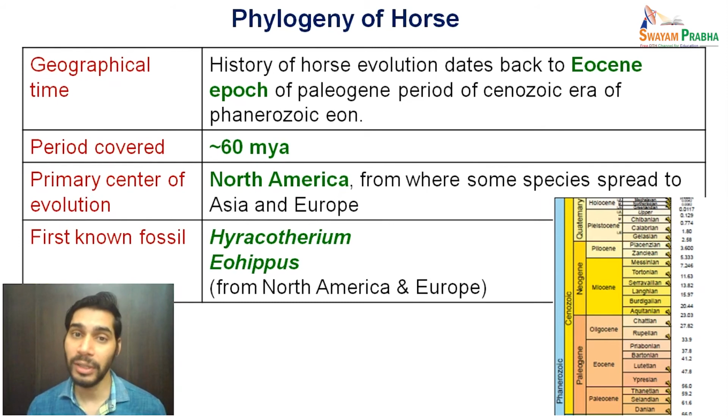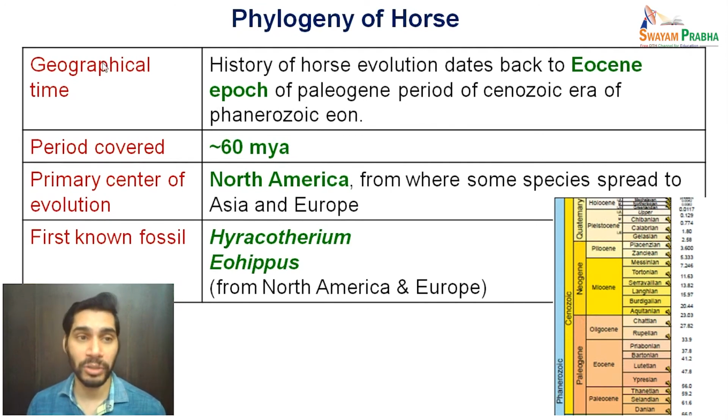So the fossil history of the horse is dated back to the Eocene epoch of the Paleogene period of the Cenozoic era of the Phanerozoic eon. As you can see in this screenshot, there is the Phanerozoic eon. Within that, there was the Cenozoic era, and within the Cenozoic, there were the Paleogene, Neogene, and Quaternary periods, under which there was the Eocene epoch. The first fossil of the horse has been found somewhere here, which is almost 60 million years old. So it has covered a long journey of 60 million years from here to here.